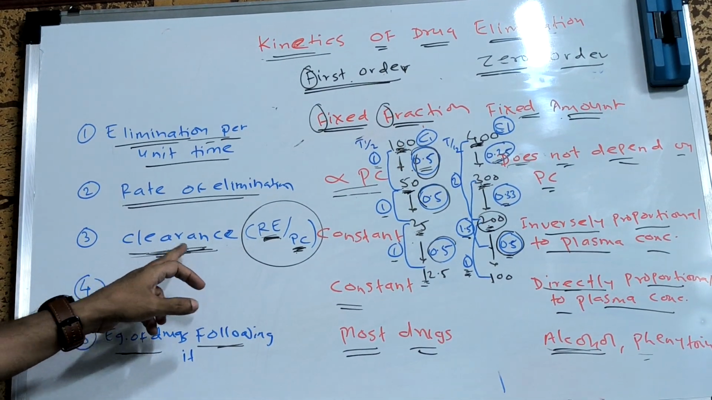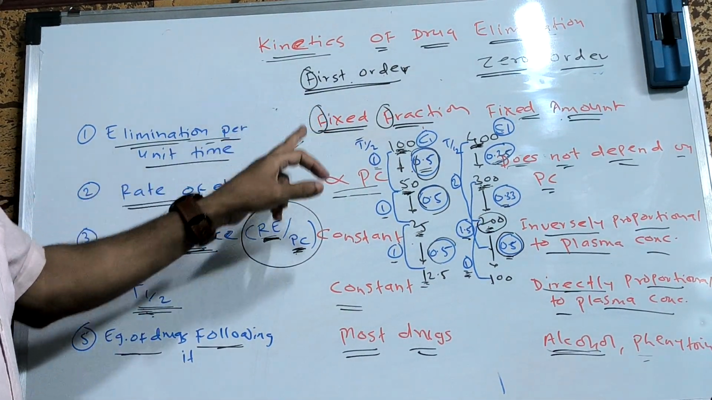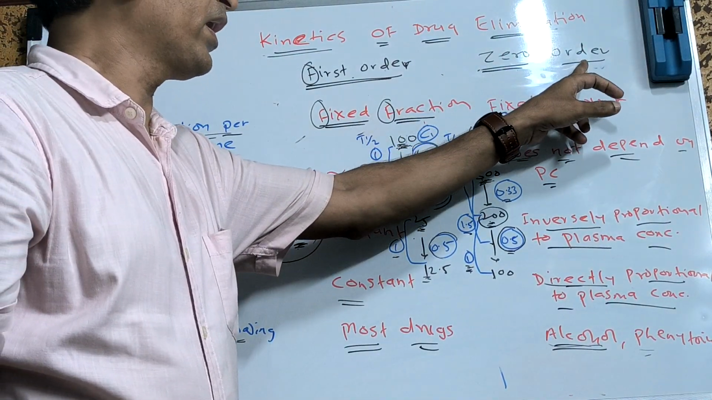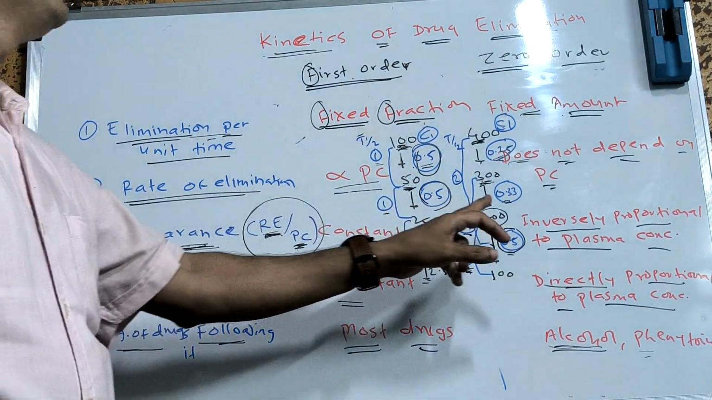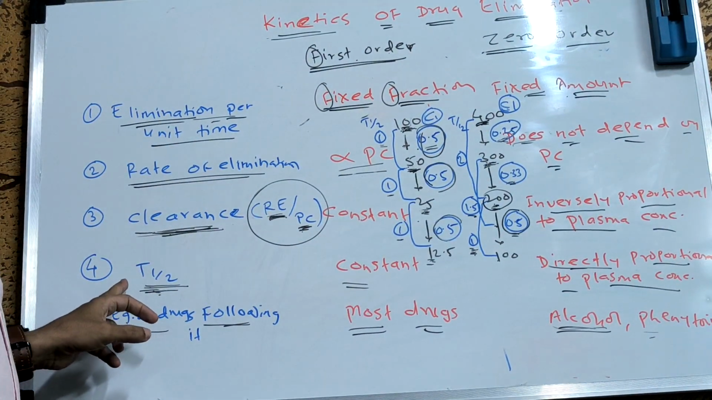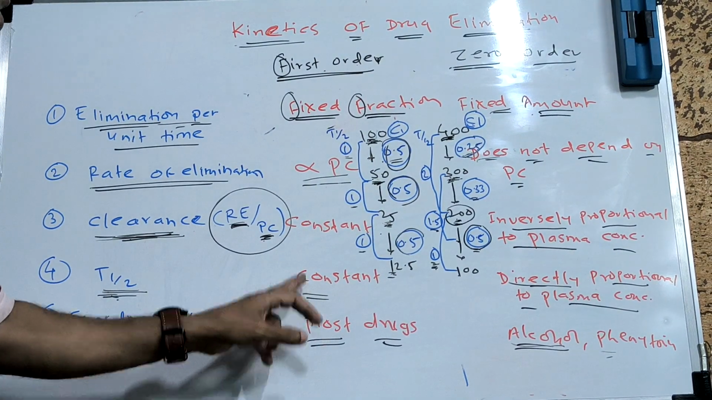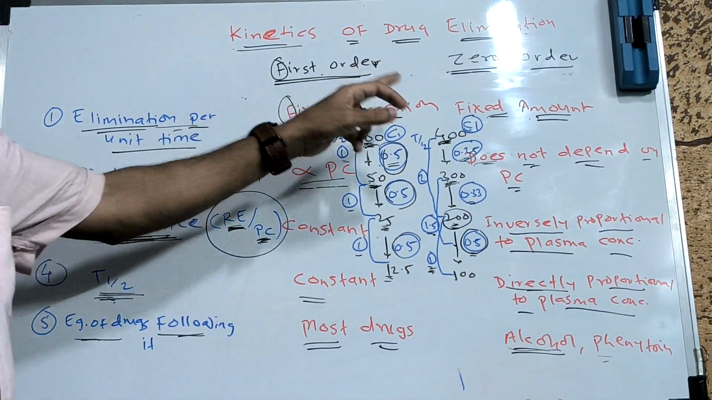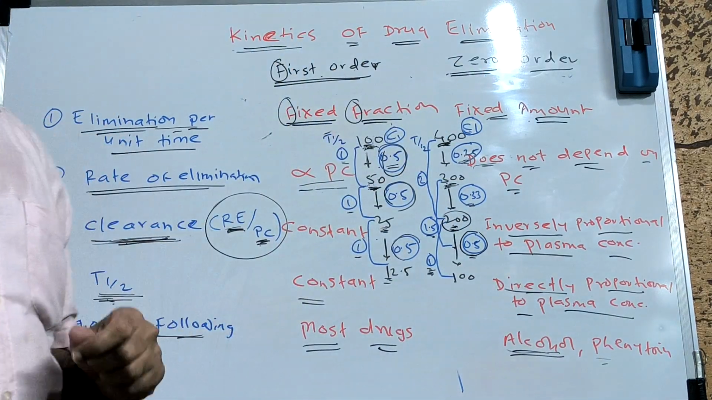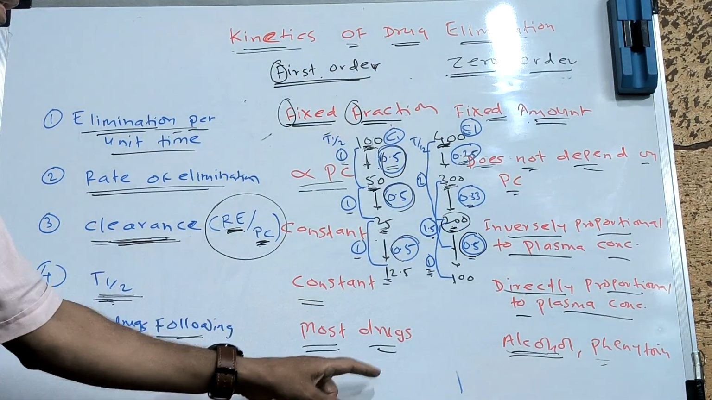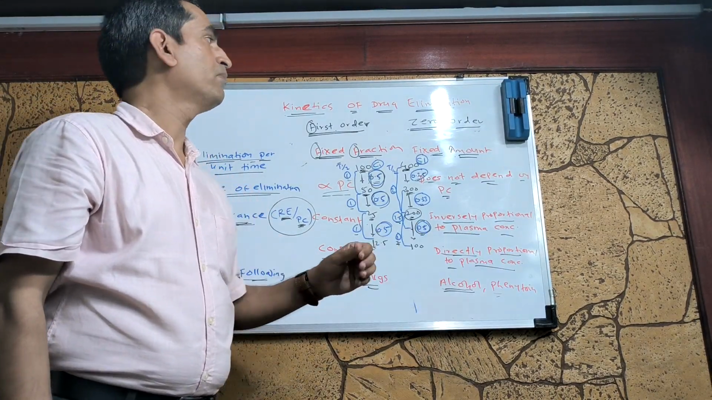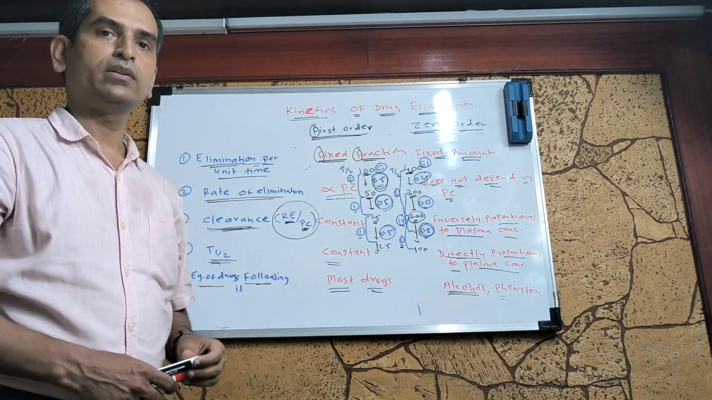As far as the clearance is concerned, in the first order kinetics, clearance is constant, whereas in case of zero order kinetics, the clearance is inversely proportional to plasma concentration. And lastly, the half-life is constant in first order kinetics and it is directly proportional to the plasma concentration in the zero order kinetics. Most drugs follow first order kinetics, and drugs like alcohol, phenytoin and some others follow zero order kinetics. Thank you.